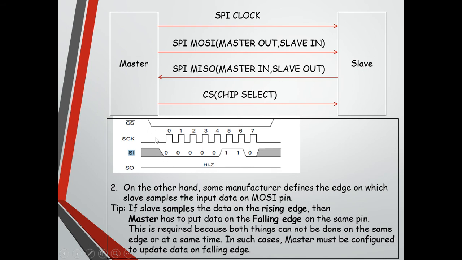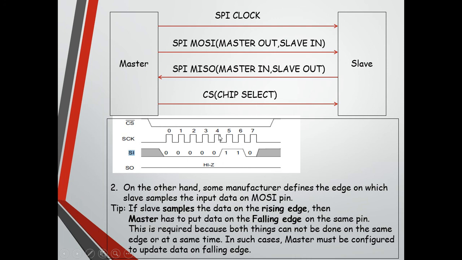So for that you have to assume that there must be a falling edge before this rising edge. Since the clock and data both are not in phase, we have to assume that there must be a falling edge here. So you can see that the master is updating its data on the falling edge.